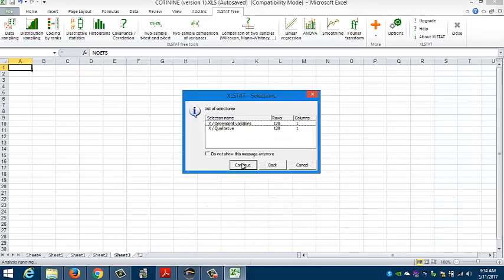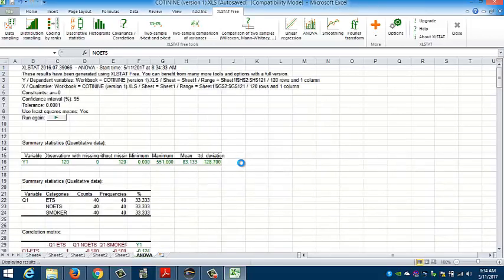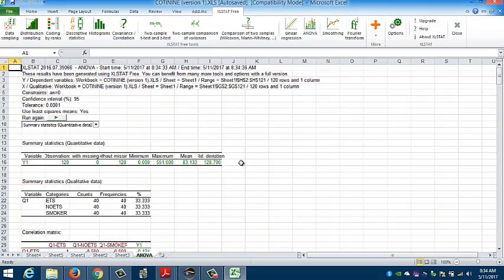I press OK and I get a huge amount of information, but there's really only a little bit that's relevant to us. Do you remember the name of the distribution that's used when you do this particular test, the ANOVA test? The name of the distribution. It's not the normal distribution, and it's not the t distribution. It was called the F distribution. And you might remember the F distribution is one tail that only goes to the right.